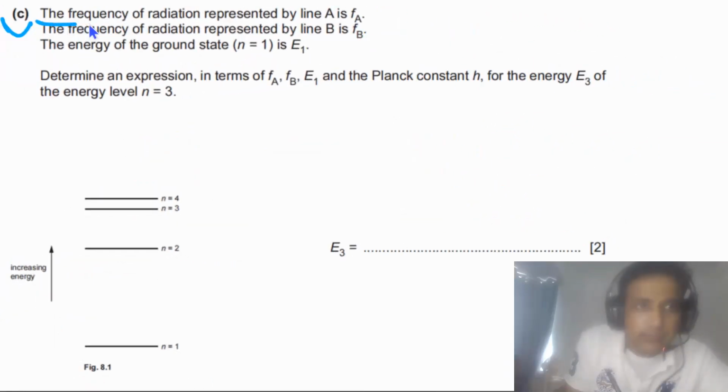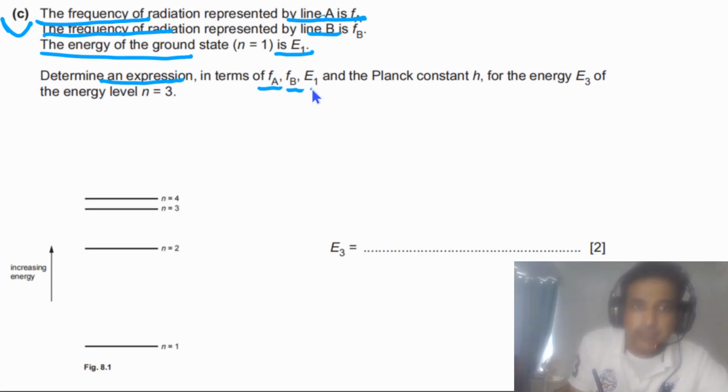Part C says the frequency of radiation represented by line A is F sub A. The frequency of radiation represented by line B is F sub B. The energy of the ground state is E1. Determine an expression in terms of Fa, Fb, E1 and the Planck's constant for the energy E3 of the energy level n equal to 3.